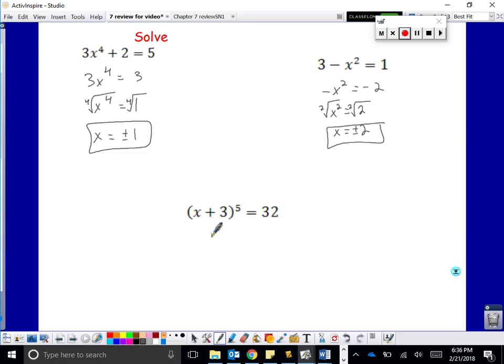Coming over here to x plus 3 to the 5th equals 32. I don't have anything to move right away, so I can just take the 5th root right off the bat. Left hand side simplifies to x plus 3. I do not get a plus or minus here because my index is odd. So the 5th root of 32 is 2. Subtract 3 and I'm going to get x is equal to negative 1. Still following our order of operations. The only new thing here is that we're taking stuff like 4th roots and 5th roots.